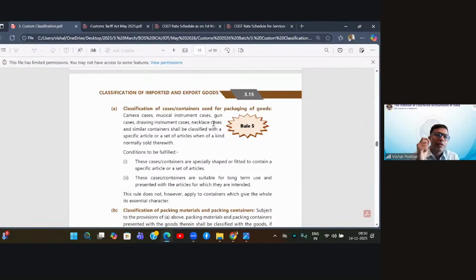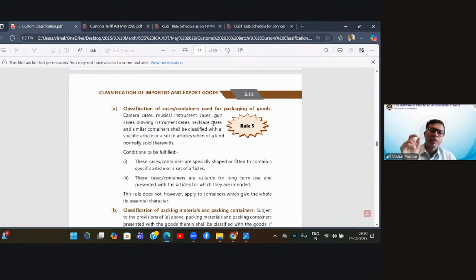A guitar is a musical instrument which is classified in the last chapters. A guitar case may be made of wood, may be made of some leather, but it will not be classified in the chapters of products of leather, products of wood. It will be classified in the chapter of the guitar.